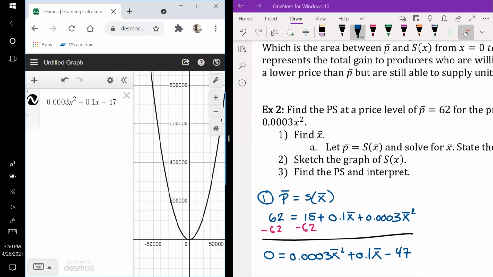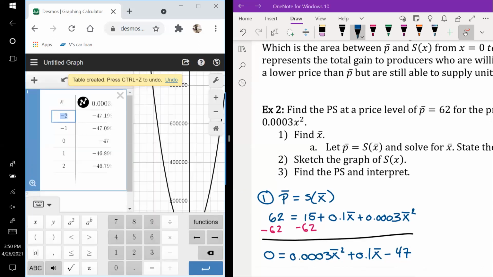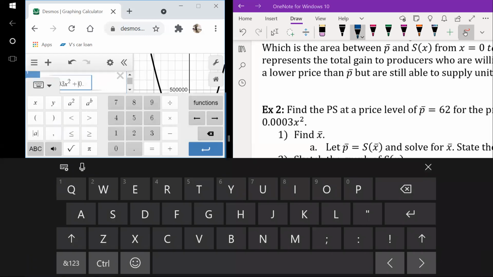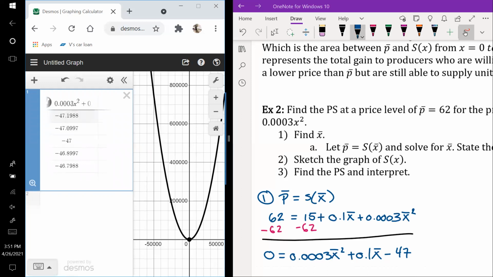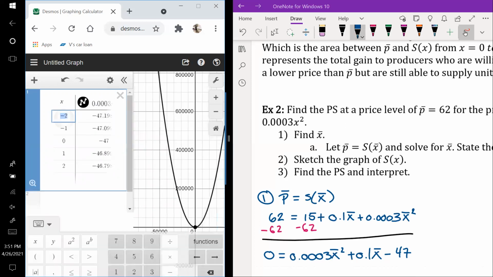Watch this. So we're going to go to our table. And this time, we know that when P bar is 62, we're looking for X. So we don't even need the graph right now. We're just going to go and type over here. Can I type in there? Let me see. If not, we're going to have to use the quadratic formula. Sorry, guys. Let me type in there. It's not going to be able to find that.